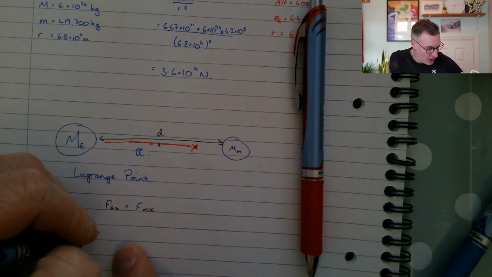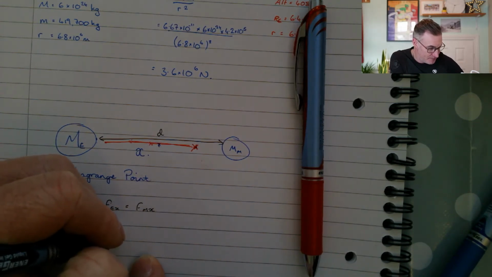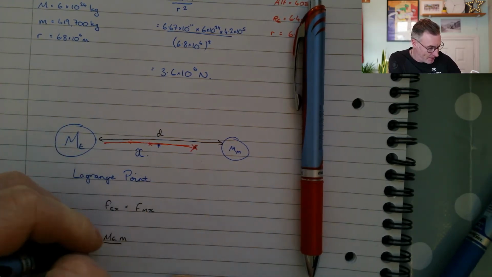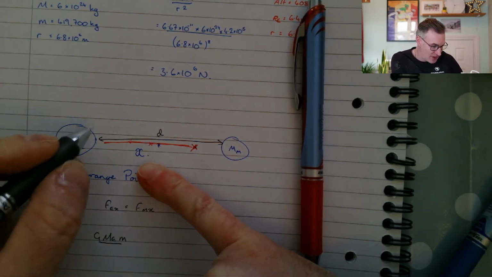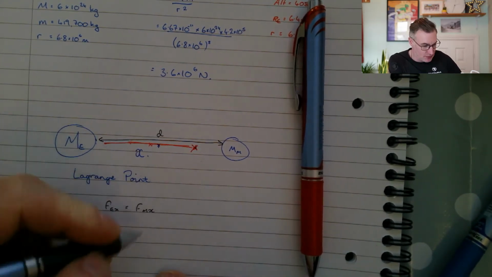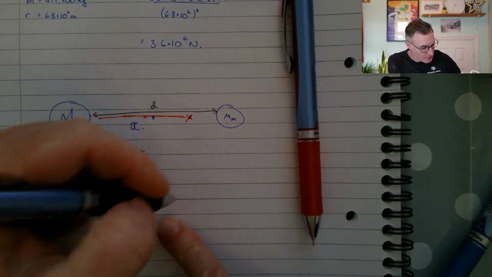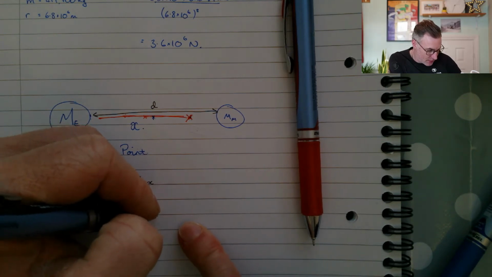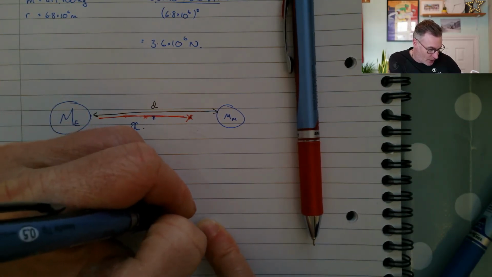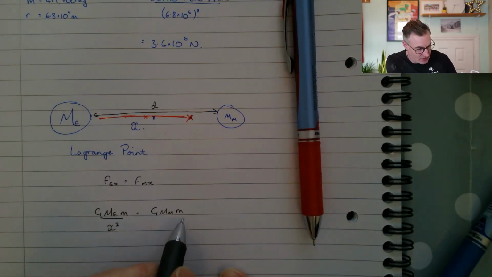And so we're going to have G M_E times mass of x, all over r squared, and in this case our r squared is just going to be x squared, and that's going to equal, again, big G, mass of Moon, mass of whatever object that is, mass of the x.